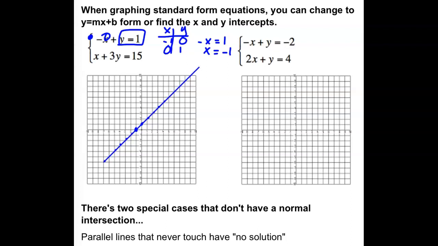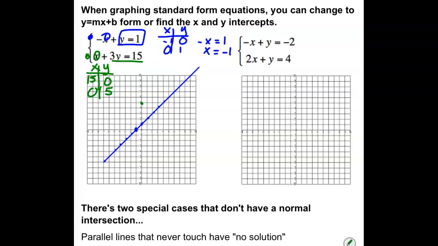Okay. Our second one, we'll find our x and y intercepts again. If we plug a 0 in for y, 3 times 0 is 0, so this goes away. We have x being 15. And if we plug a 0 in for x, we get 3y equals 15, so y would be a 5. Now, for this one, we have a little bit of a problem because our y-intercept is fine at 5, but our x-intercept is at 15, which is beyond my graph.